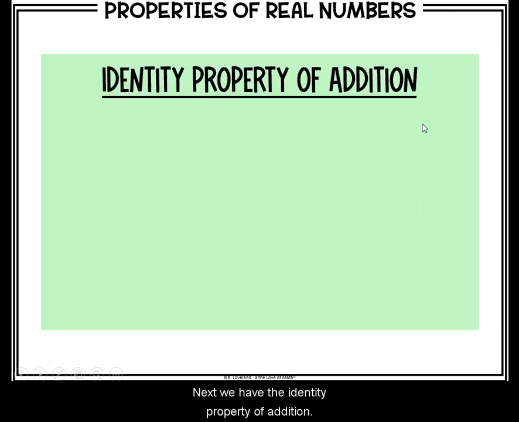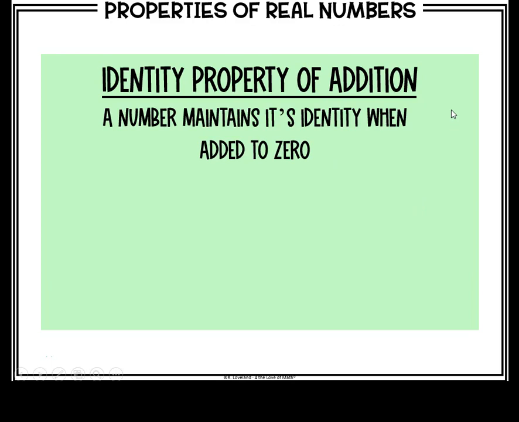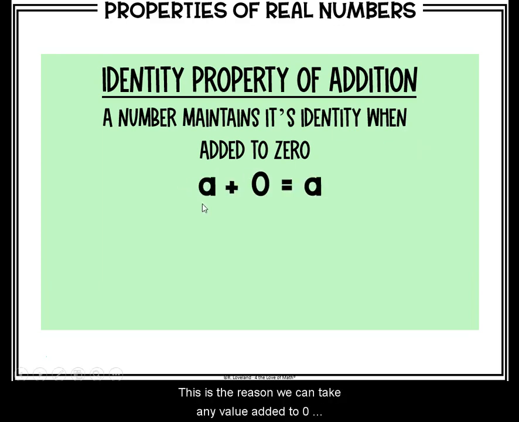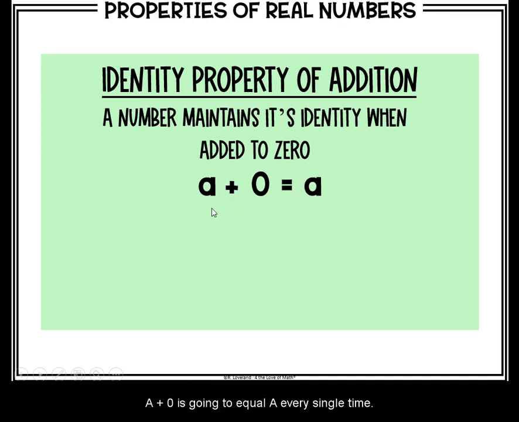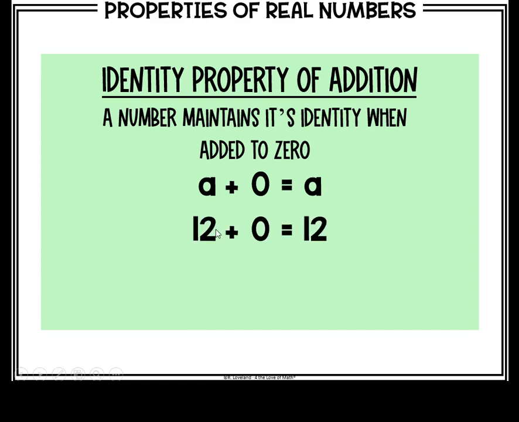Next, we have the identity property of addition. This property tells us that a number maintains its identity when added to 0. This is the reason we can take any value, add it to 0, and have the answer be that value. A plus 0 is going to equal a every single time. 12 plus 0 is going to equal 12. The identity property is a justification for this calculation.